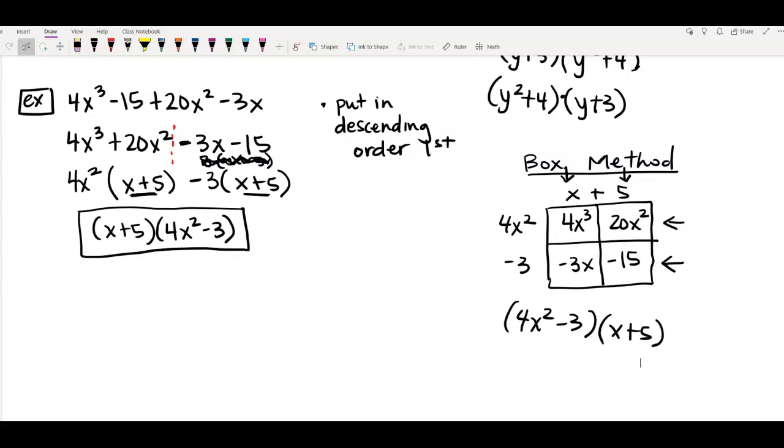So if both of them were not negative, then you wouldn't pull a negative out with it. So they both have to be negative if you're using the box method in order to bring this negative out. Because notice on our columns how we have a positive 20x squared and a negative 15. We didn't take out a negative because both of them weren't negative.